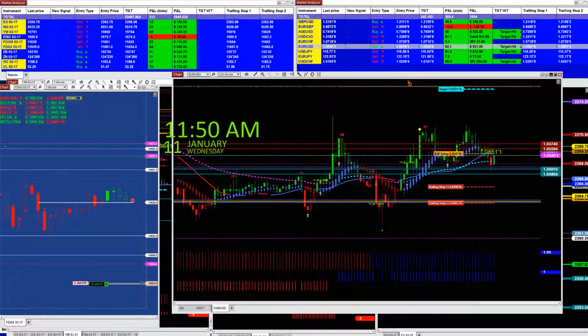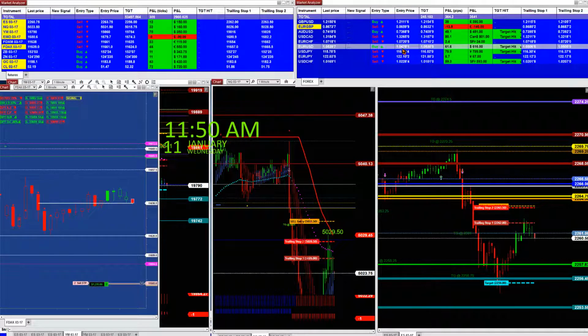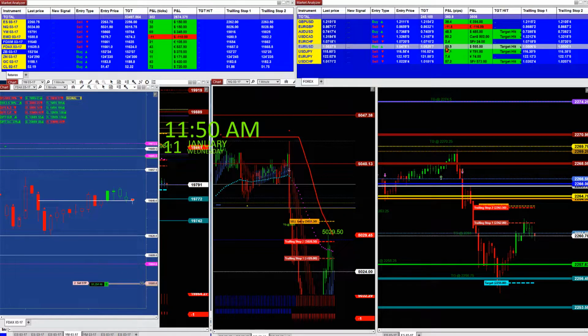But if you are taking those trades on a 1 minute, or you are using the fully automated ATM on 1 minute, your euro dollar has an entry today at 10478.1, and then you have your target at 10530.17, and then it hit 59 pips.